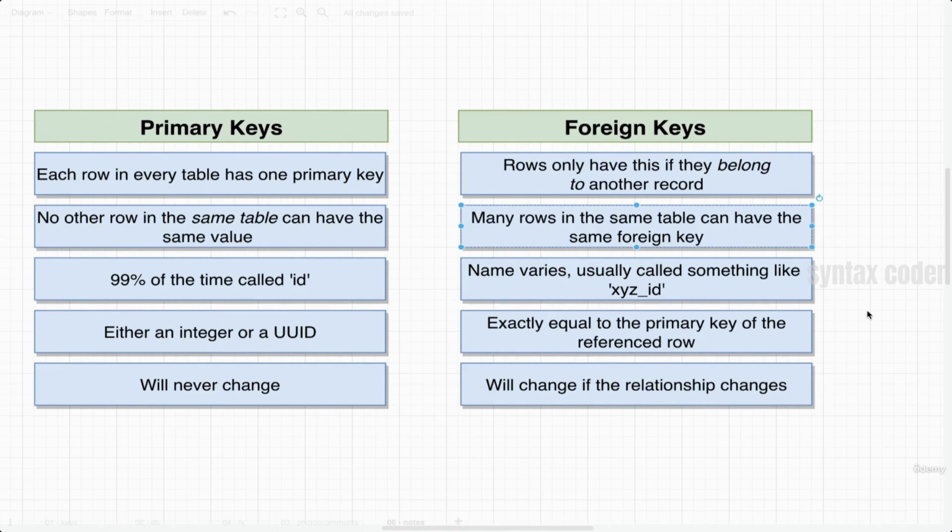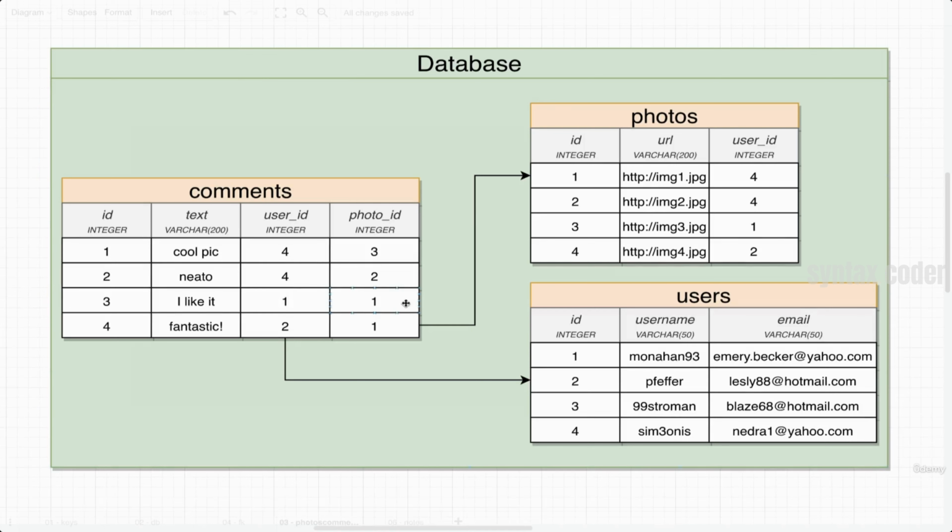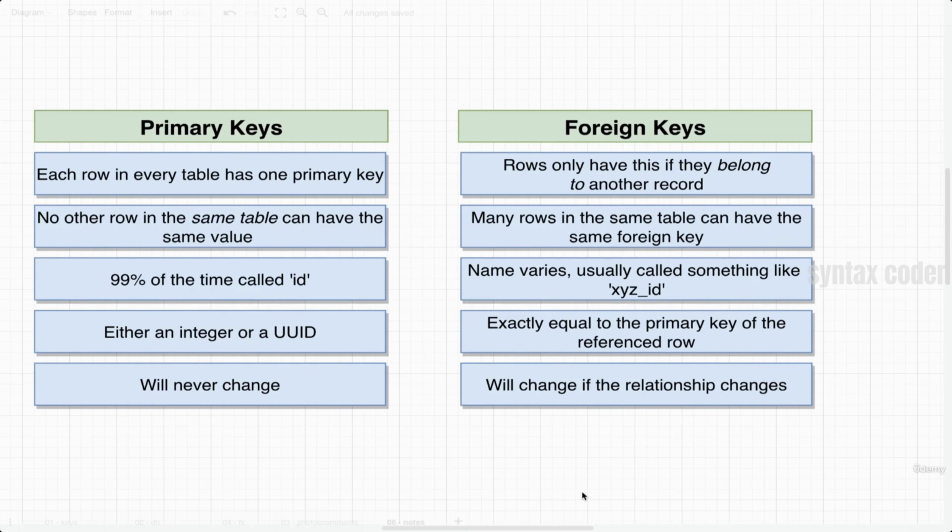Foreign keys do not need to be unique. So many different rows inside of this foreign key column can be identical. And we even saw that in this diagram right here. Here's our foreign key column of user ID. And we see that two different comments belong to user with ID 4. So it is entirely okay to have duplicate IDs inside that foreign key column.